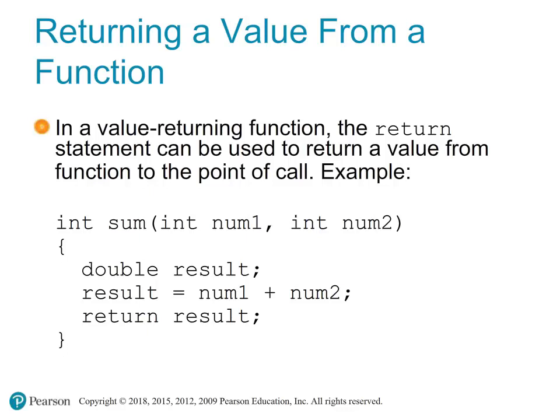Note that there's a type mismatch in this example. The function is supposed to return an integer, but result is a double. This would lead to implicit type conversion, which may not be desirable.